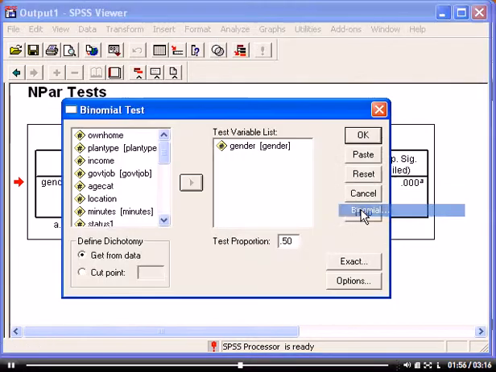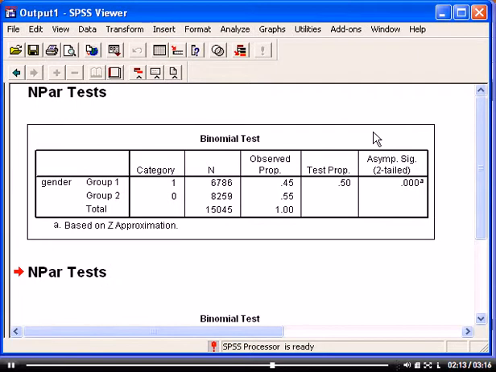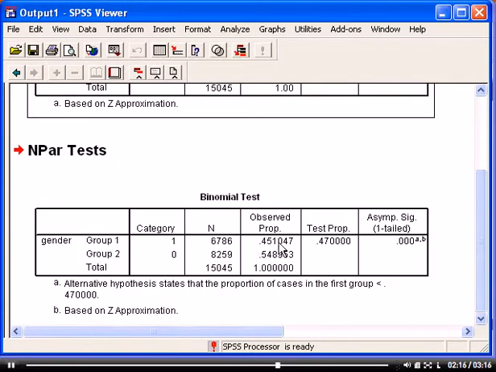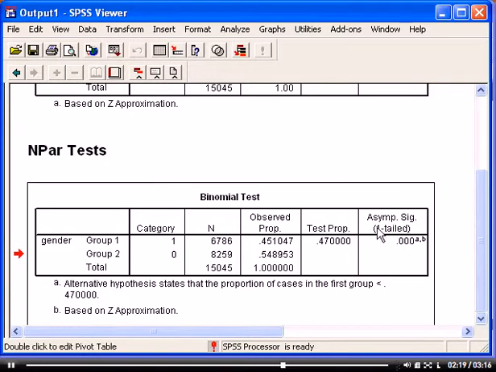I'm going to go back to Binomial. And instead of 0.5, I'm going to change it to 0.4, maybe 0.47. And I'll click OK. The test, does it equal 0.47? Okay, it did another test. So you can see now it did a one-tailed test. Note that that's a one-tailed, it changed that. And it's testing, does category 1, which is labeled group 1, equal 0.47? So the observed is 0.45. Does that equal the test proportion, basically, pi equals 0.47?